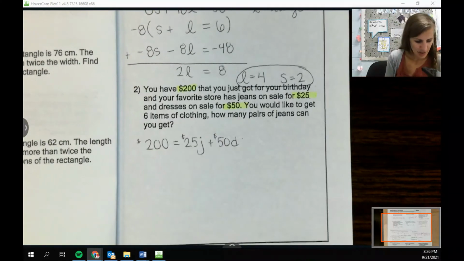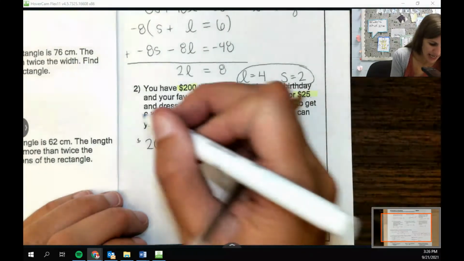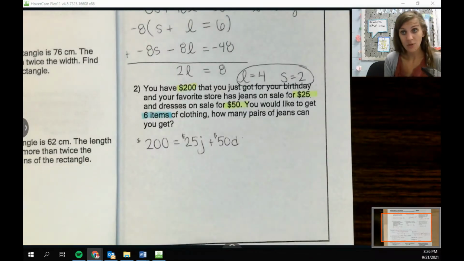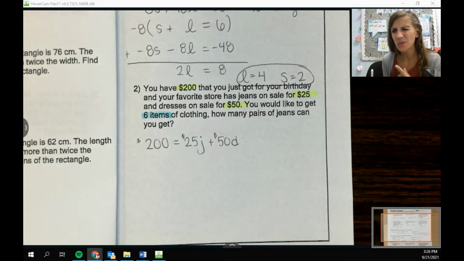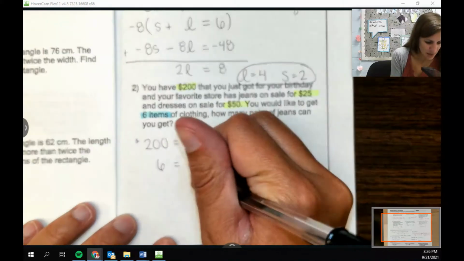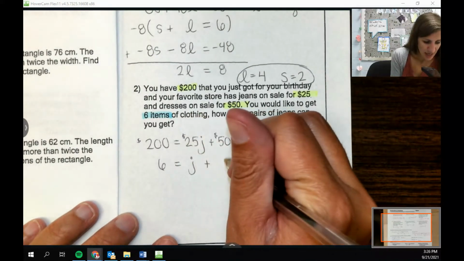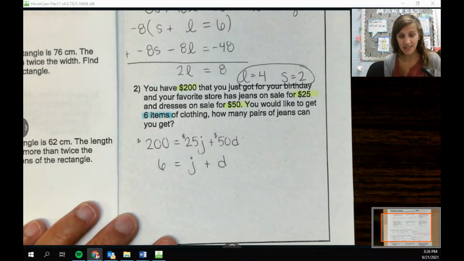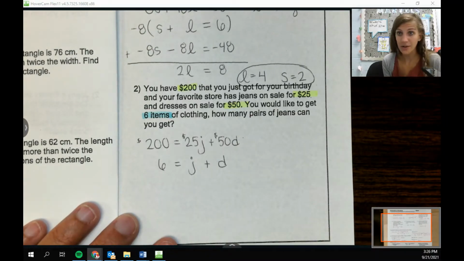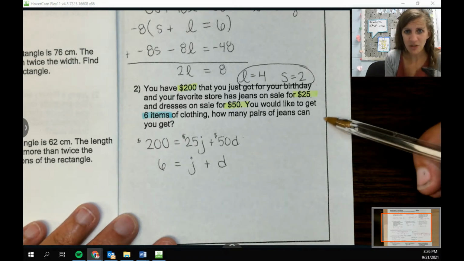And then the only other number that I have is that I'm going to buy 6 items of clothing. So again, 6 items is really the total here. So a total of 6 items, and some of those items are going to be jeans, and actually none of those items are going to be dresses, because I guess that's what they're telling me. I don't know. I'm just going to solve it. How many jeans and dresses? How many pairs of jeans can you get?